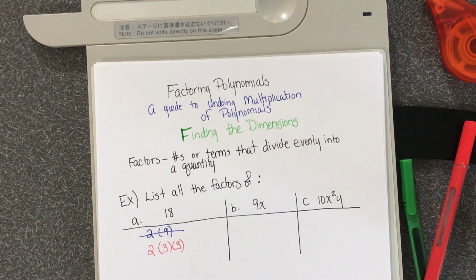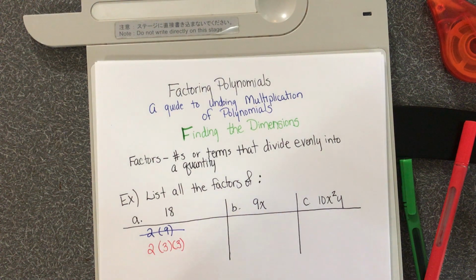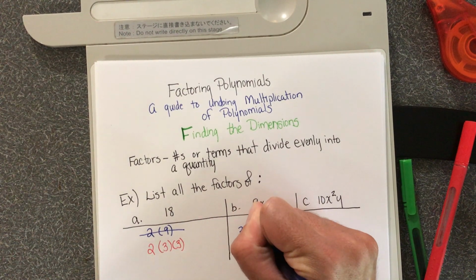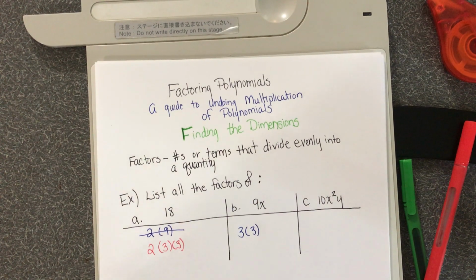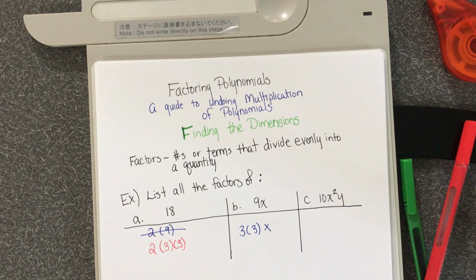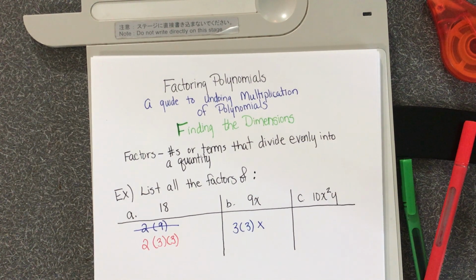So what about 9x? Well, factors of 9 are 1 and 9, and 9 can break down even further. 9 breaks down to 3 and 3. So if I want to list this in factors, my factors are 3 times 3, but then notice how there's this x here. So 3 times 3 times x are my factors of 9x.